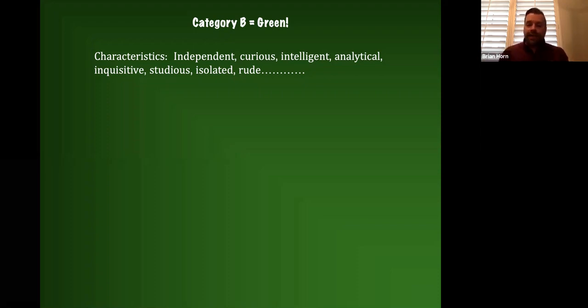However, they are seen as very rude, because oftentimes they're in their own world of thought. I'll give you an example: they're kind of the person you might see on campus or walking down the hall, and you say, hey, good morning, how are you? And they just kind of walk right by you. Don't even acknowledge that you spoke to them. And you're thinking, oh my gosh, that's so rude. Well, they didn't even hear you. They were so involved in their thoughts and thinking and processing that they didn't even hear you.